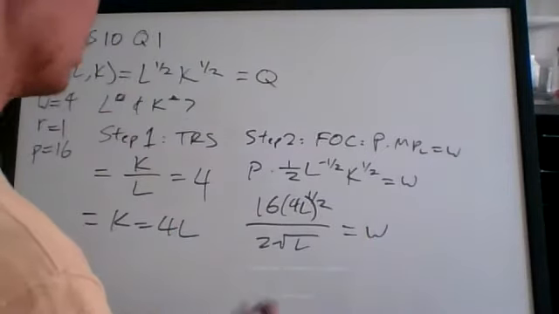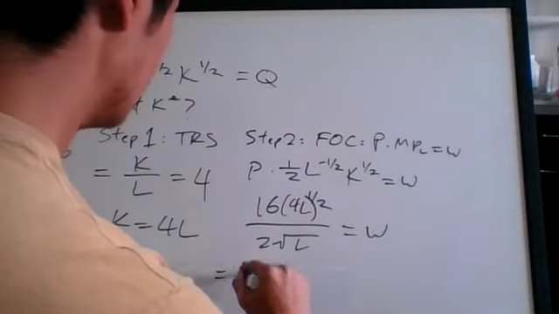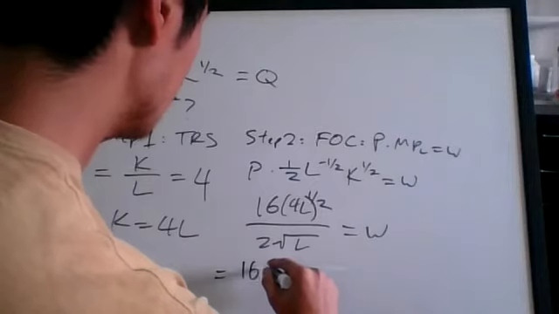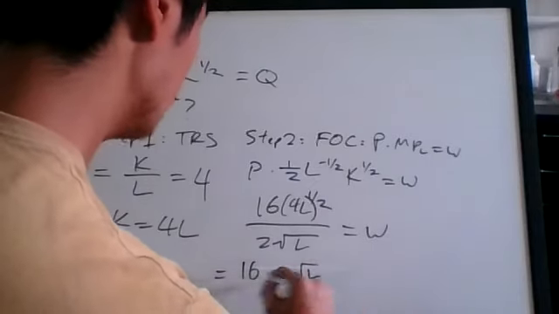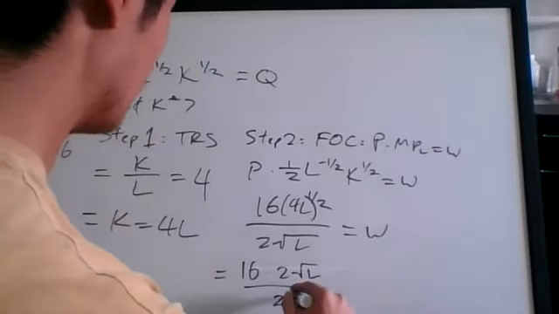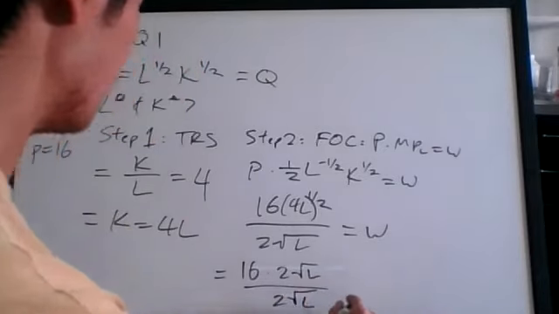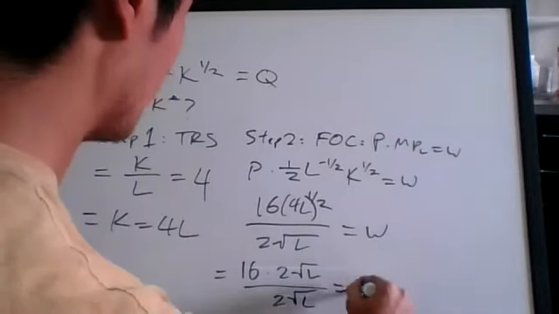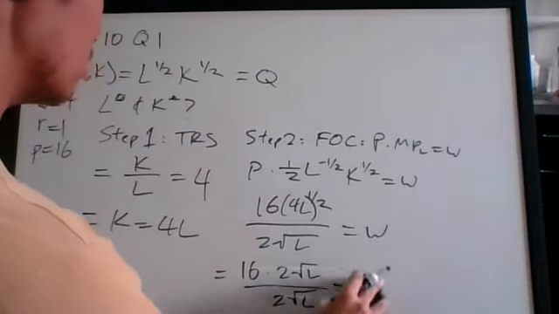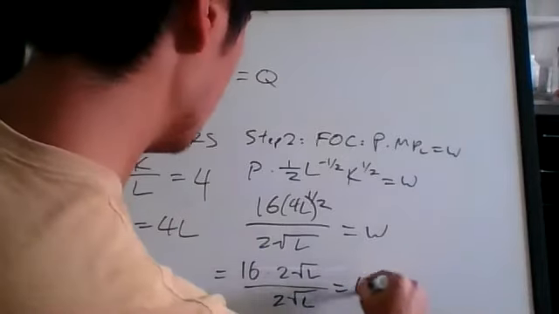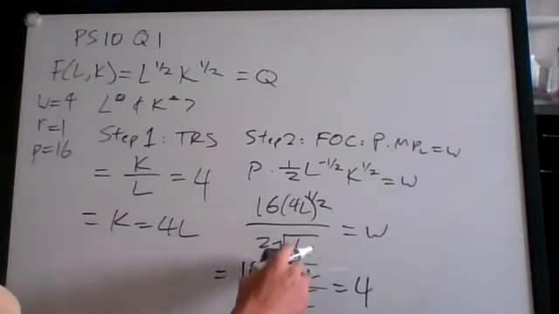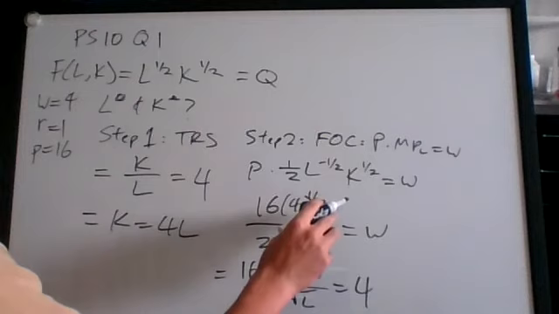So this simplifies out to 16 times 2 square root of L over 2 square root of L, right? This is equal to the wage, right? And so from here, the wage is 4. Did I do something wrong? 2 square root of L, K to the 1/2, 4L to the 1/2.